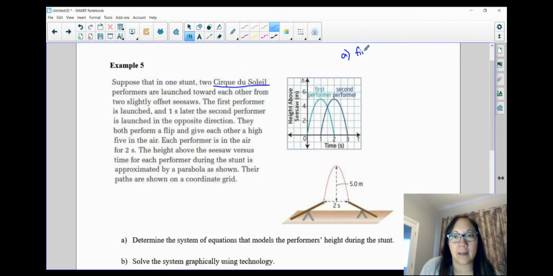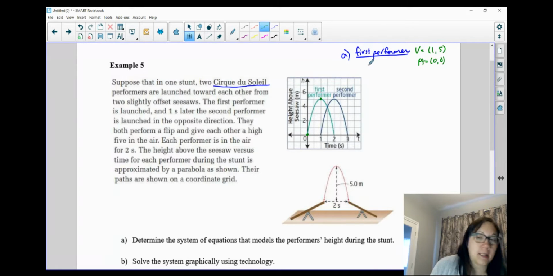And I'm going to analyze the first performer first. Actually, I'm going to switch to green because their graph is kind of in green here. And we need to know a few things. We need to know what the vertex for the first performer is. So their vertex appears to be at 1, 5. And any other point on their graph. And I'm going to choose the easiest point possible, which is 0, 0.